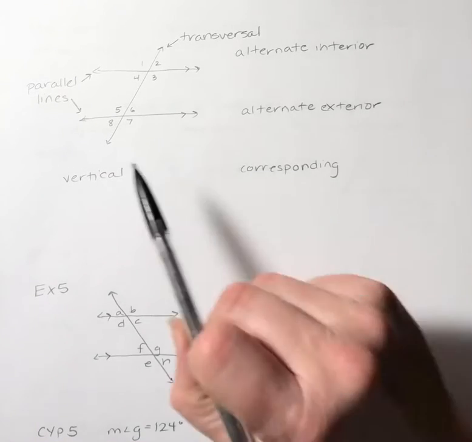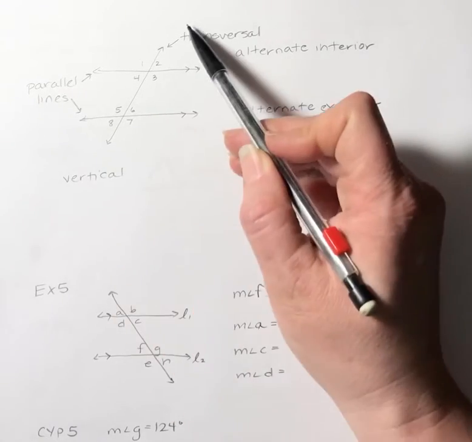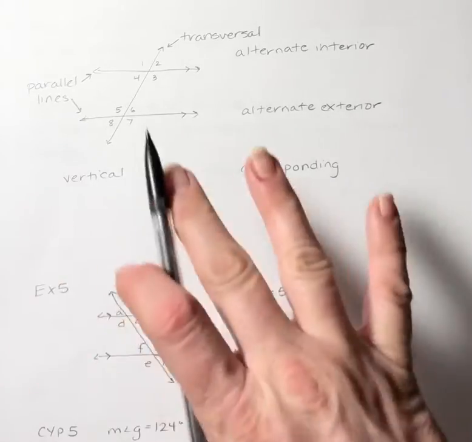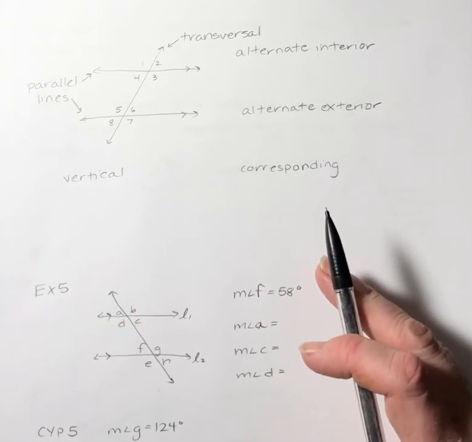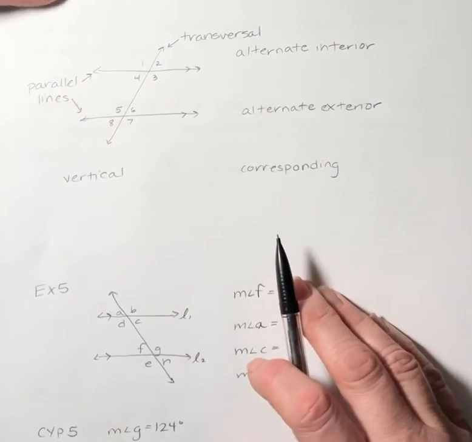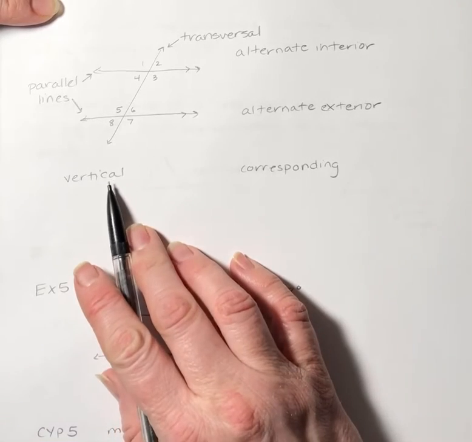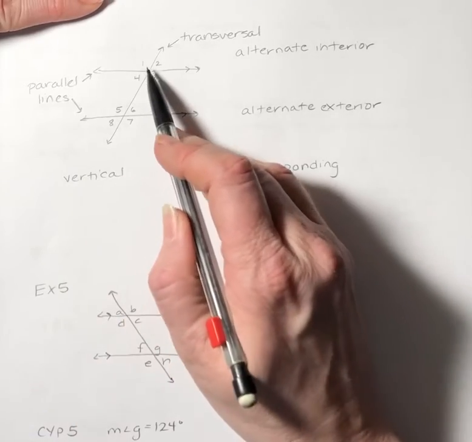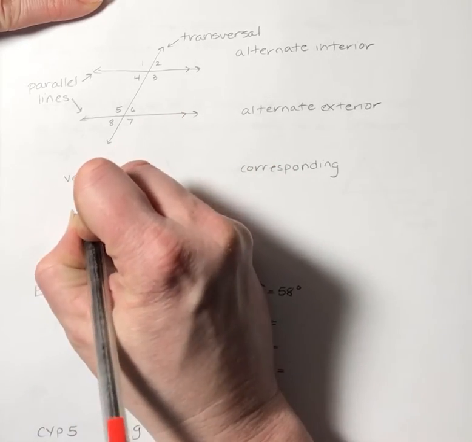Next we have two parallel lines cut by a transversal. And then we have all this pairing of different kinds of angles. So if we want to talk about pairs of vertical angles, that's the one that we just talked about a few minutes ago. So 1 and 3 are vertical angles.